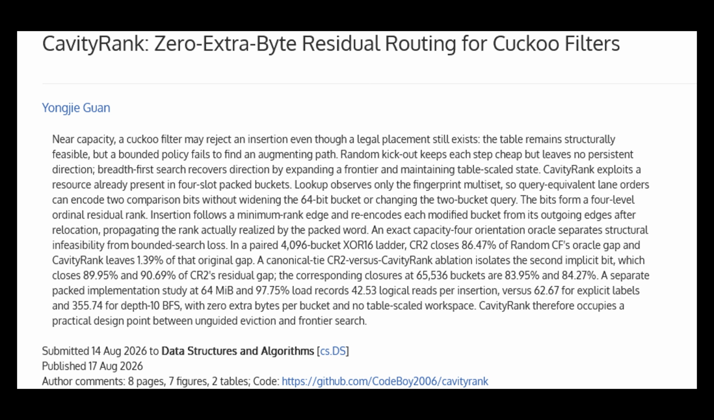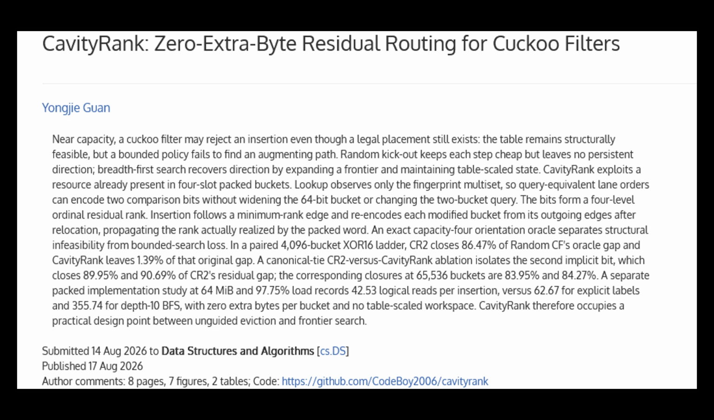CavityRank exploits this by encoding a small rank value in the lane order of each full bucket. Using just 2 comparison bits, whether the first pair of fingerprints is in a particular order and whether the second pair is, CavityRank stores a 4-level ordinal rank. This rank tells the insertion algorithm something about how close each bucket is to finding a free slot. The beauty is that this information comes at 0 extra cost. The bucket remains exactly 64 bits, the same as before.